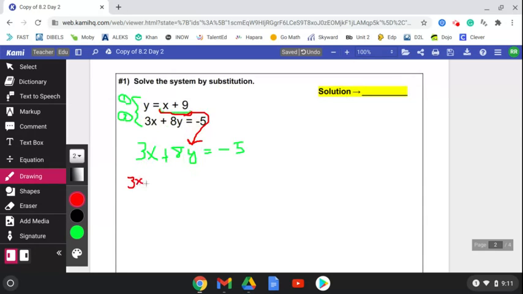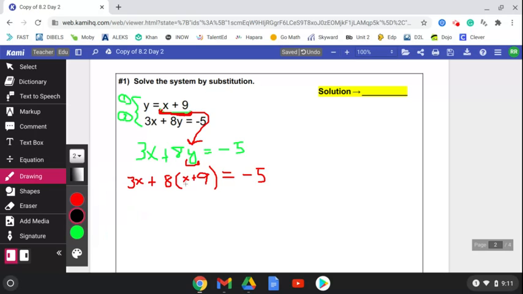Okay, so I have 3x plus, and remember 8y means 8 times y. So I have 8 times what y is. Y is the same thing as x plus 9. So I'm going to write x plus 9 where y is. Of course, I'll put that in parentheses, right? Do you see how everything that y is equal to, which is x plus 9, all of that gets put in parentheses to show that I am multiplying 8 times all of that. Okay, I'm going to bring down the equal sign and bring down the right side, which is negative 5.